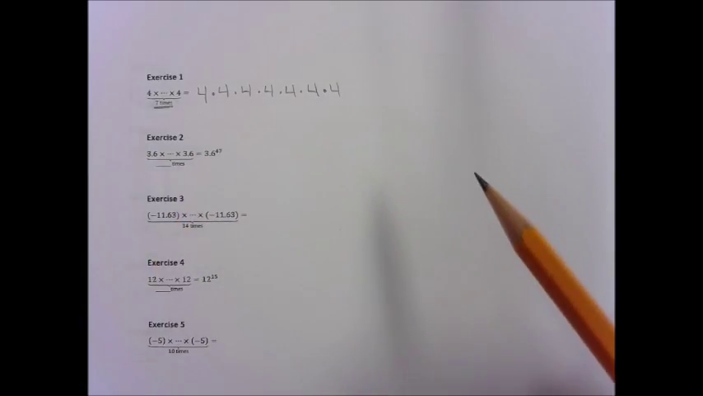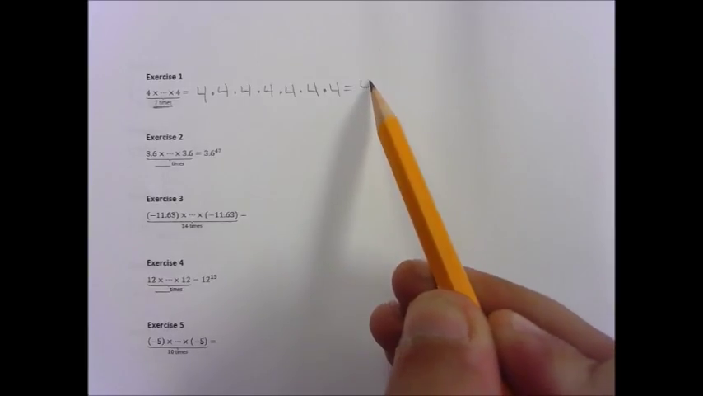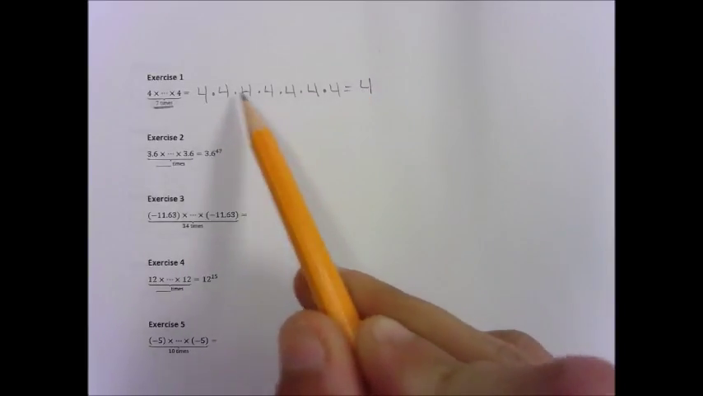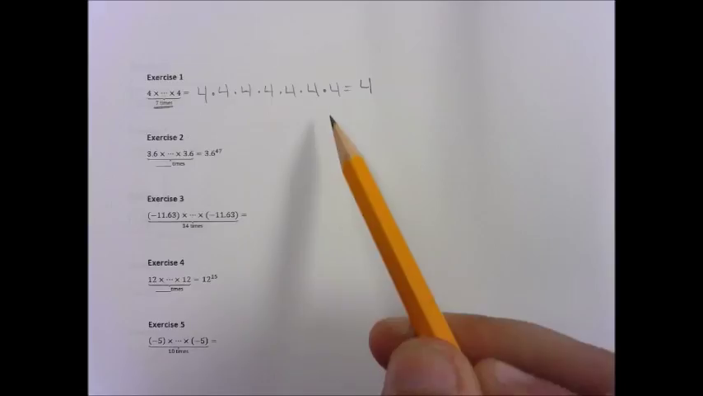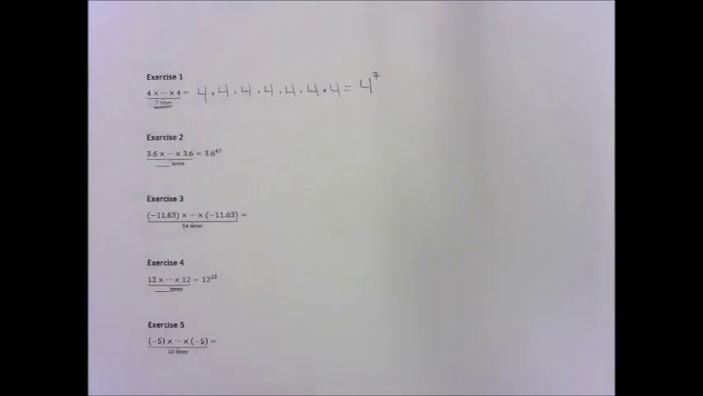Now we're going to convert this into exponential notation. In order to do that, we have our base of 4 because that's the number that we are multiplying right here 7 times, and since we are multiplying it 7 times, it is raised to the 7th power.